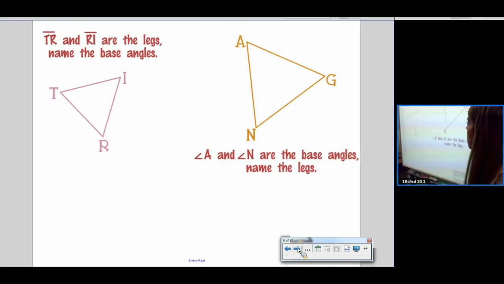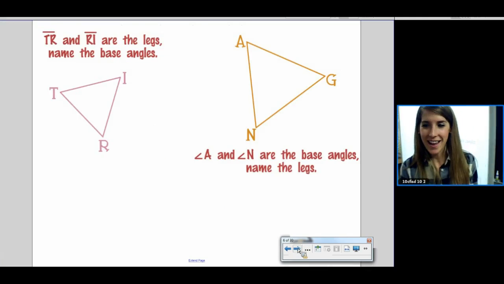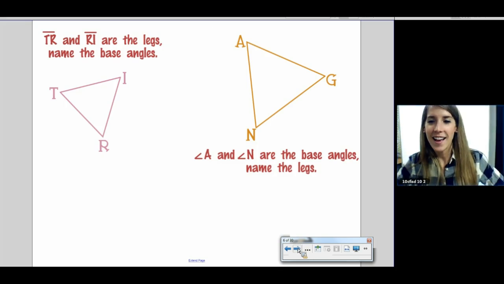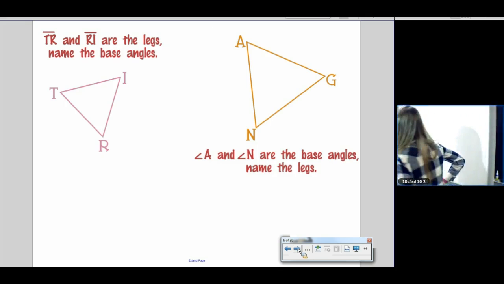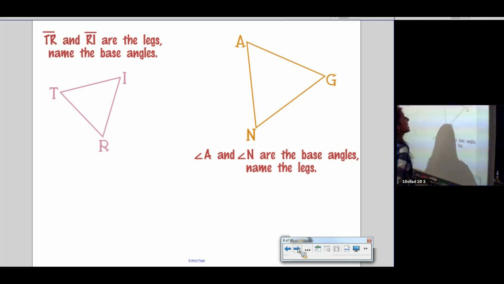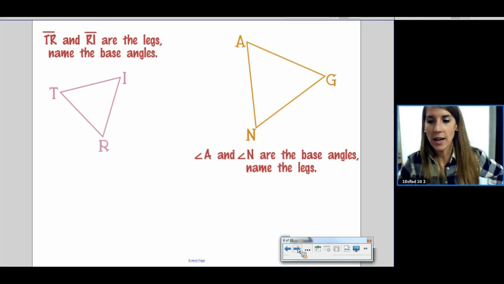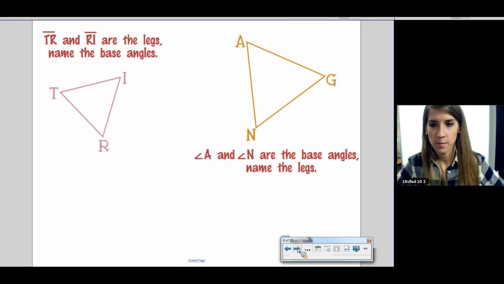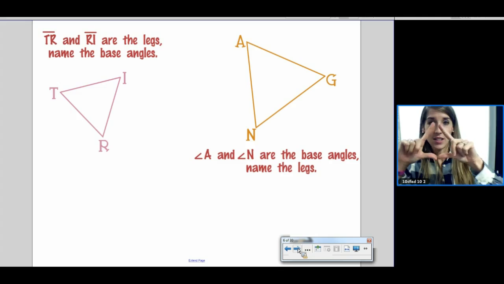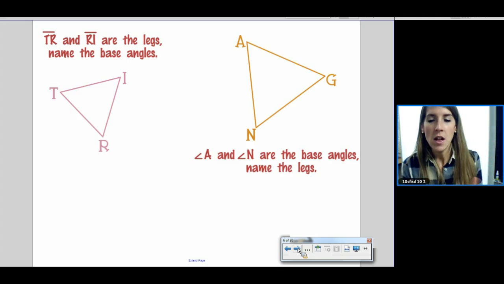All right, let's look at the pink one first. Triangle TRI. Get it? Tri, tri. Okay. Segment TR and segment RI are the legs. Name the base angles. So try to do that without me adding any markings to the picture. Name the base angles. Go. So usually it's easy when our triangle is facing us and it hasn't been rotated or anything, but students have trouble when the triangle is oriented in a new way.